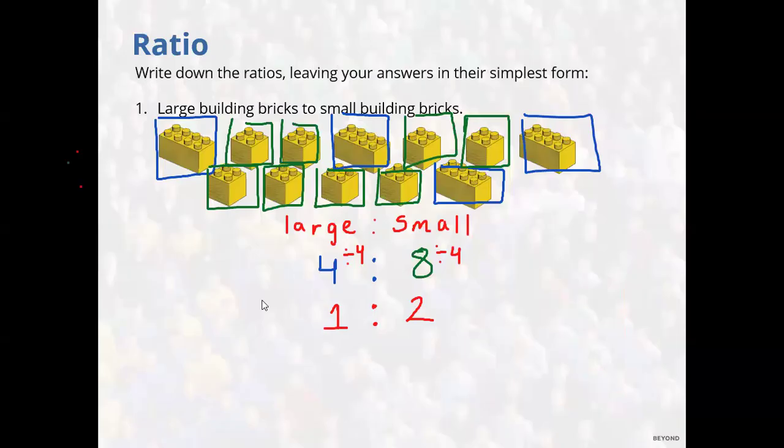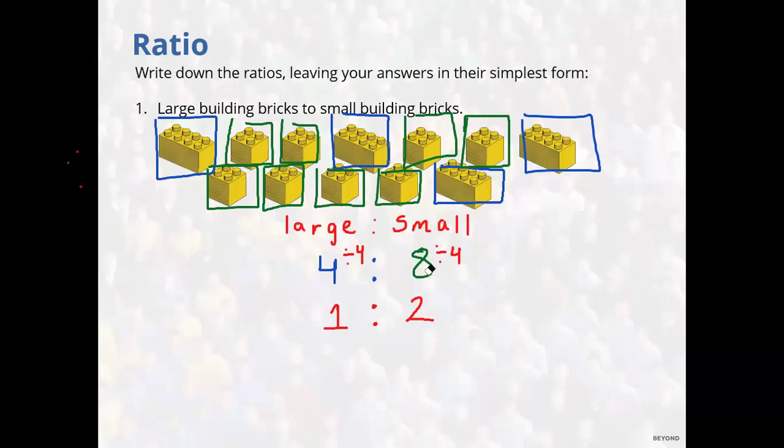Do y'all understand this or y'all lost? Y'all sound quiet. I understand. You can use words. You could use words as well. All right. So 1 to 2 is the correct answer. All right. Any questions? Go ahead, Anthony.